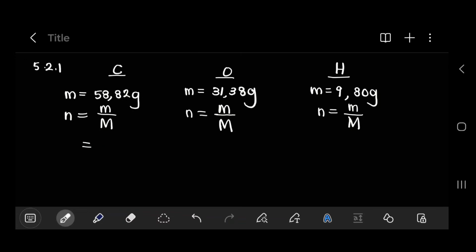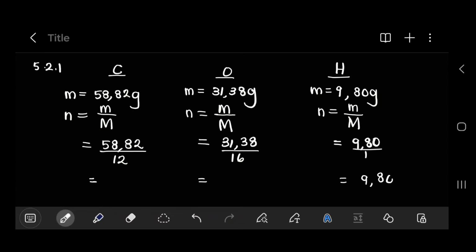So for carbon we're going to have 58.82. Molar mass of carbon is 12. We'll calculate this just now. For oxygen it'll be 31.38 over 16. And hydrogen is 1, so basically being divided by 1, it does not change. So that's going to be measured in moles. Okay, let's calculate the other two. So here's what I get.